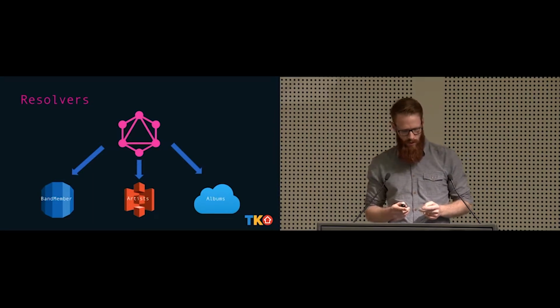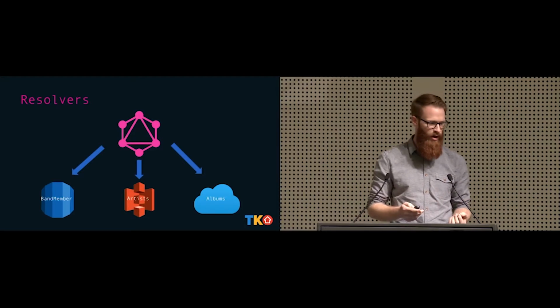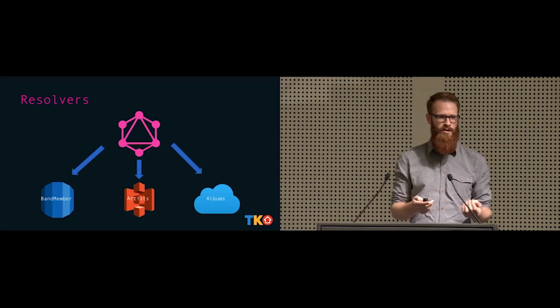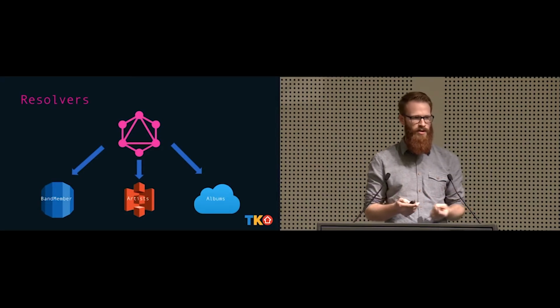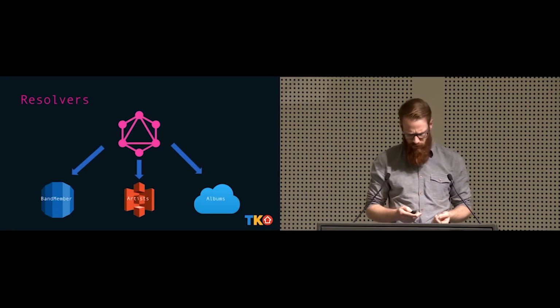So data can come from anywhere, really. It can be a database, it could be an S3 bucket, it could be a local file, it could be some other cloud service. It doesn't matter where our data comes from. We define our resolvers to know where to get that data from and pull it all into one place.